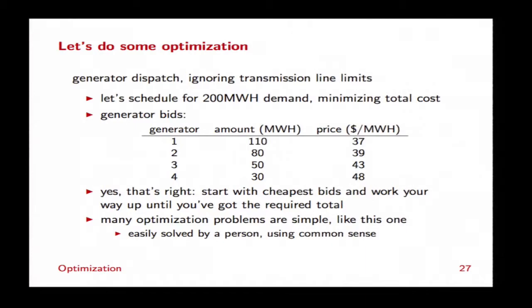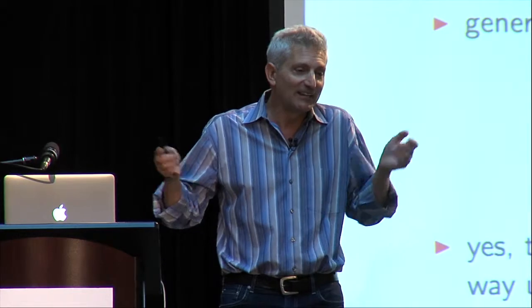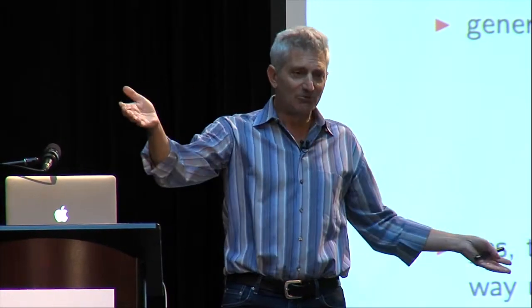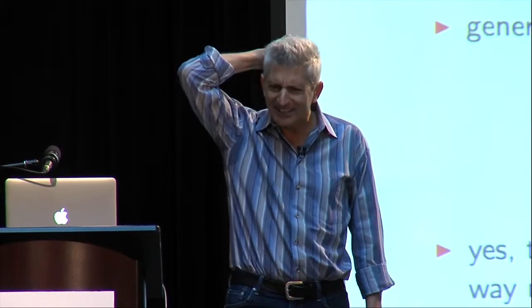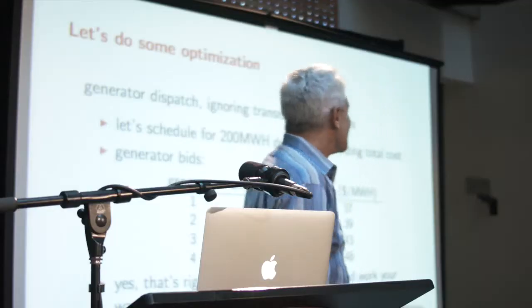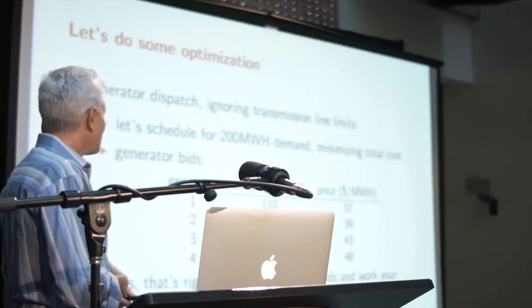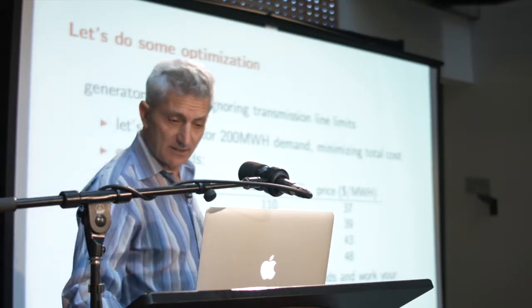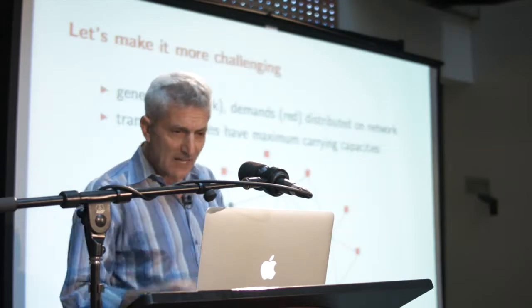It turns out a lot of optimization problems are just like this. Common sense just works. They're not that hard. If you have a handful of variables and they're not coupled in complicated ways, it just works, right? Like if I tell you, which of these products do you want to buy? They're identical, but here are the prices. It doesn't take long to think about that. And so a lot of it just works this way. So these are easily solved by a person using common sense. That has to be admitted.